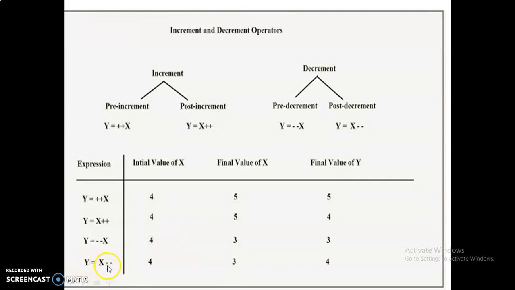But here this is taken differently. y equal to x minus minus. Here the initial value of x is 4. So what happened here? The old value is stored in y and then x is decremented by 1. So the value of y is 4. The value of x is 3. Okay.